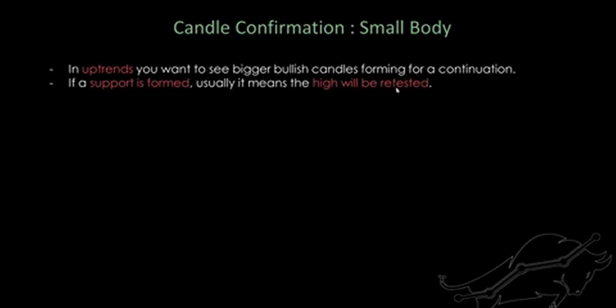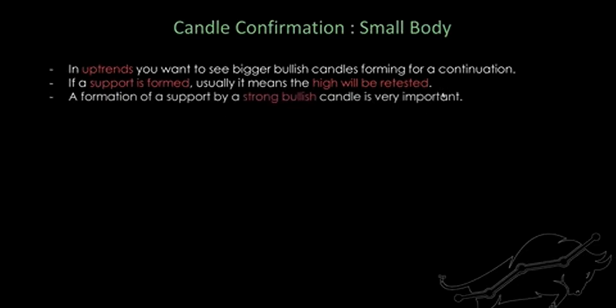Those of you who don't know about this concept, we've talked about this in the earlier sections of the course. You may want to go over those. A formation of a support by a strong bullish candle is very important. So whenever price is trending bullish, it's always going to create a high when there's a lot of volume in the market. And then there's going to be a retracement.